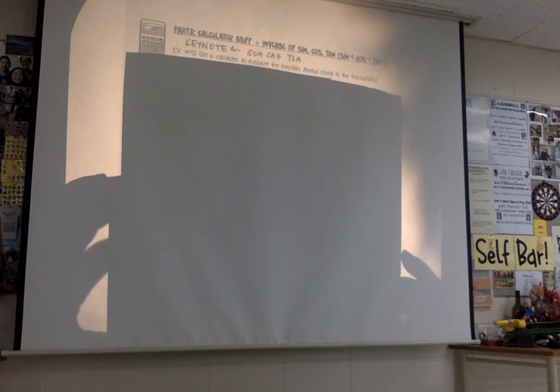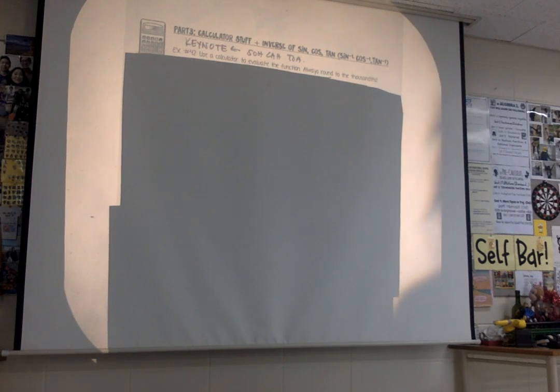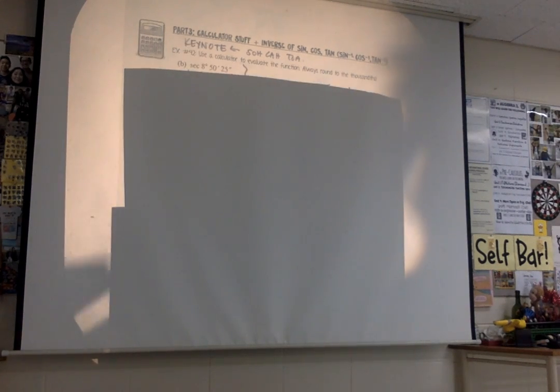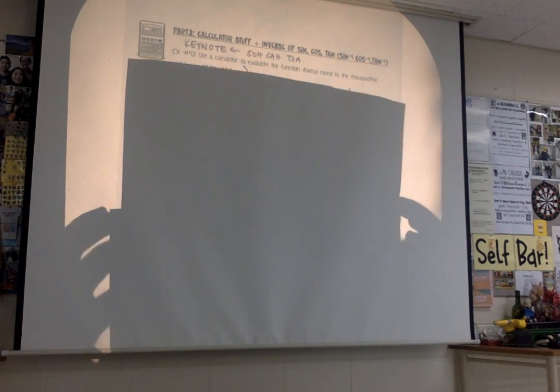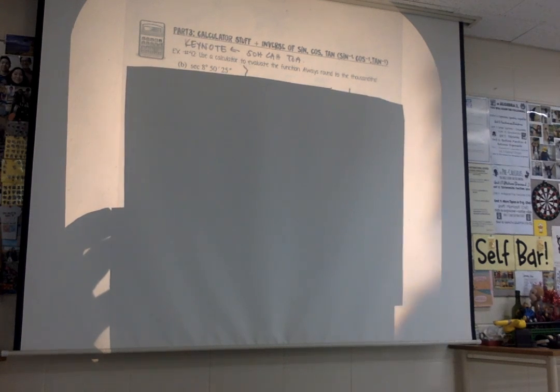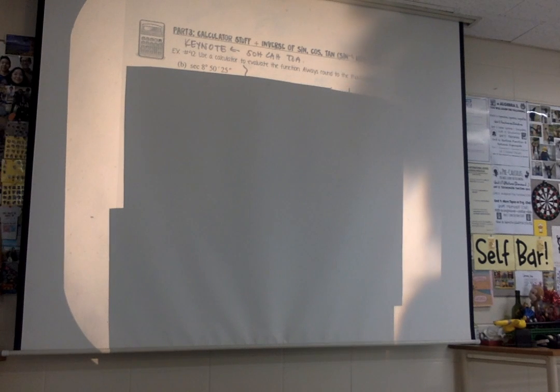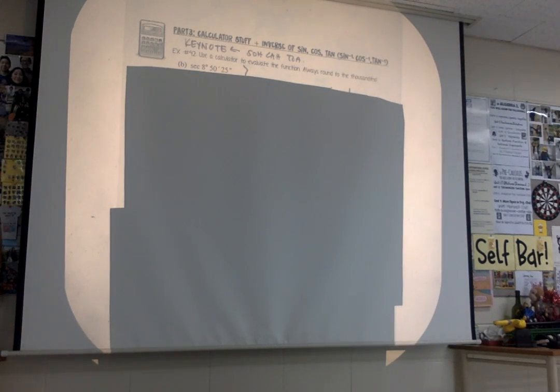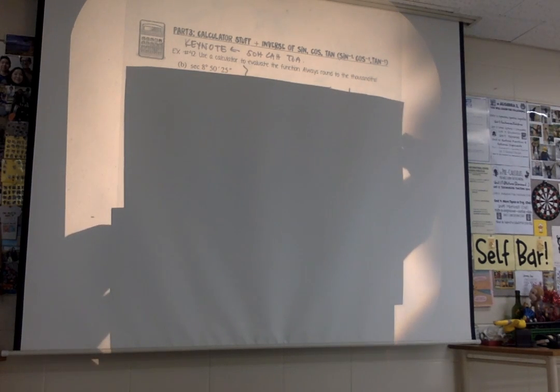I'm going to show you with some examples how to attack these inverse sine, cosine, tangent, and calculator problems, right? It says here, use a calculator to evaluate the function, always round to the nearest thousandth. Here it says secant of 8 degrees, 50 minutes and 25 seconds. How do you find that? In your fancy calculator, you can probably enter it like this. But the first step you should do is change it from DMS into decimal degrees, all right?